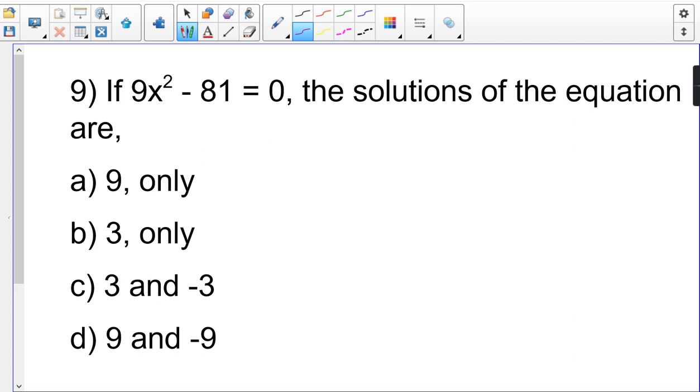So I could think of two approaches to this problem. Some of you might want to factor. You might see the factors in your head because it's a difference of two perfect squares. But I'm going to go with the approach of inverse operations, okay?